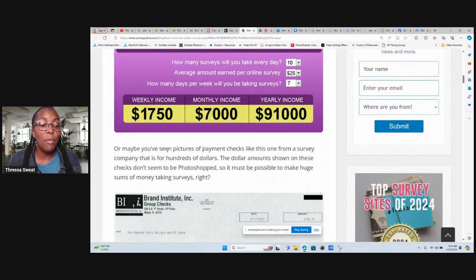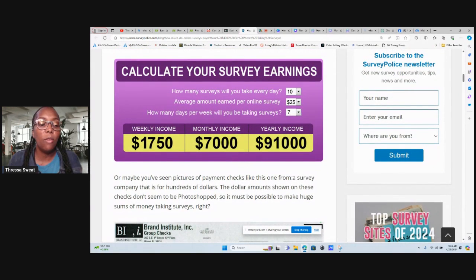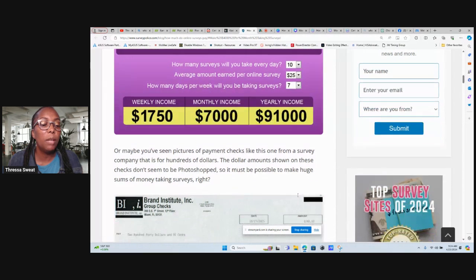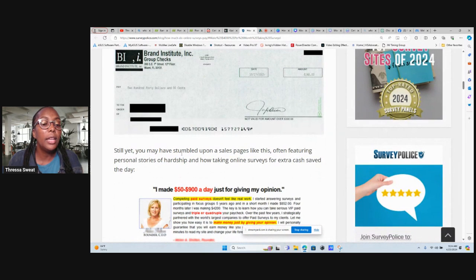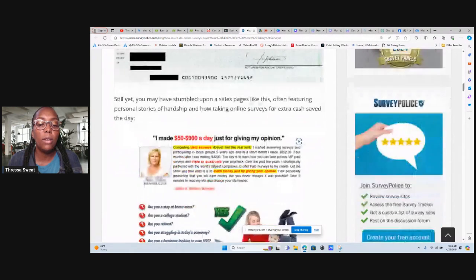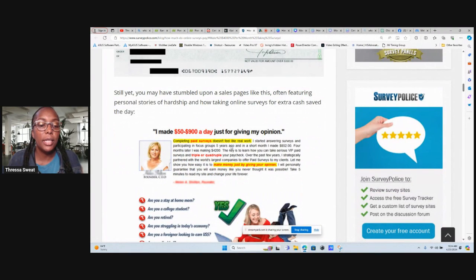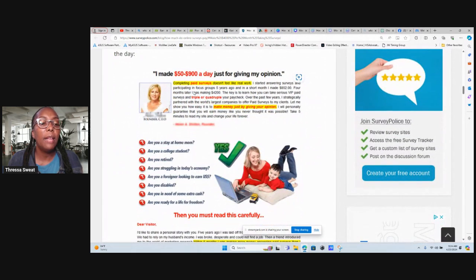And it says, or maybe you've seen pictures of payment checks like this one from a survey company that is for hundreds of dollars. The dollar amounts shown on these checks don't seem to be photoshopped. So it must be possible to make huge sums of money taking surveys, right? So sometimes you can see a check where people are actually making money like that. Still yet, you may have stumbled upon a sales page like this, often featuring personal stories of hardship and how taking online surveys for extra cash saved the day. So you may see that $500, $900 a day just for giving opinions.